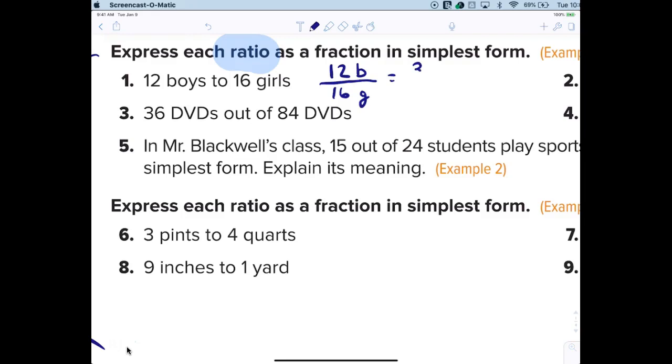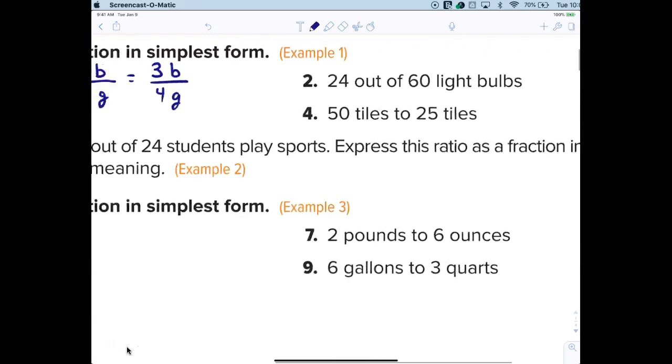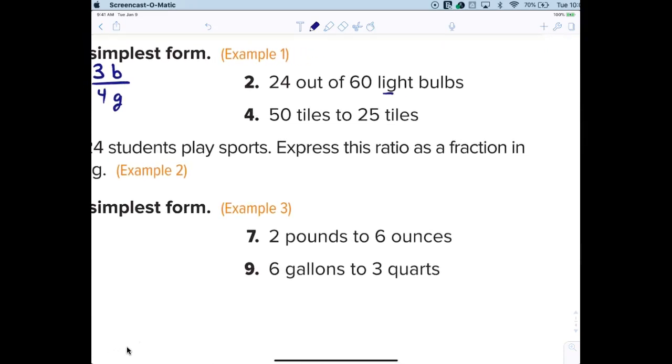Now, the thing is, I don't want you to reduce the B. I want you to leave the B and the G there, because the boys and girls are not the same unit, so they don't cancel out. Is everybody with me on this? Make yourself a note of that. Because on question number 2, are they the same units this time? Yes, they're the same units, so there won't be a unit in there.